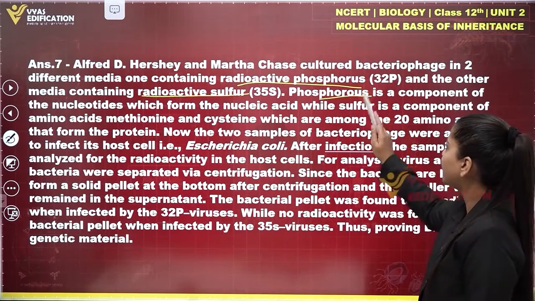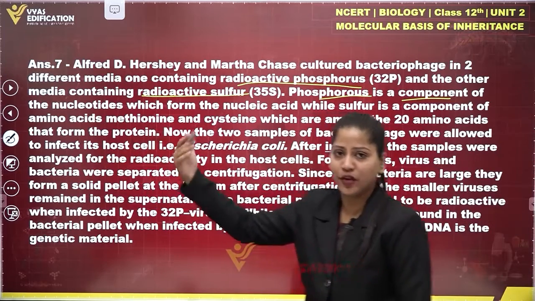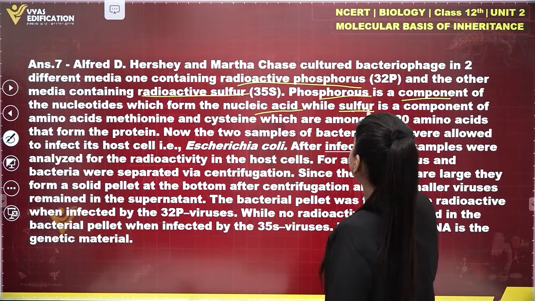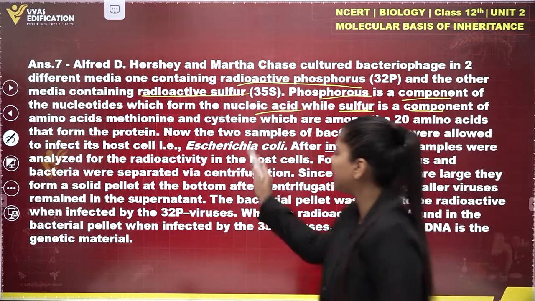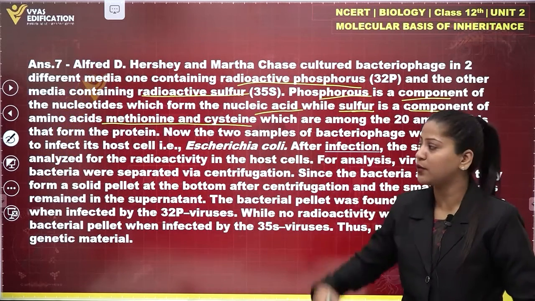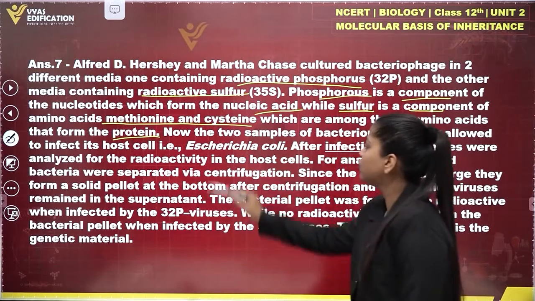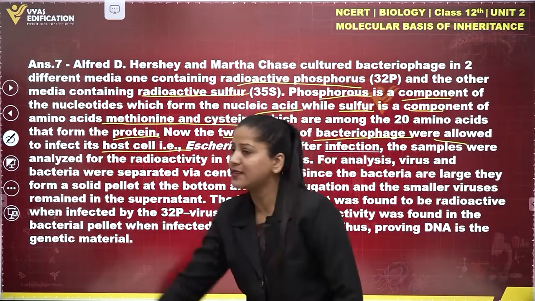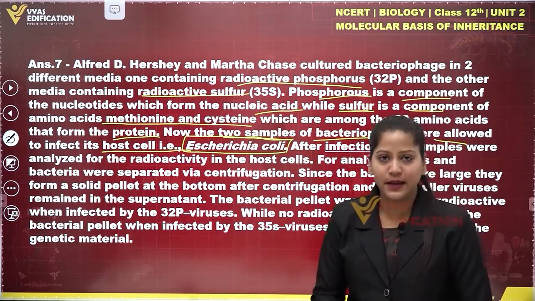Now, we know that phosphorus is the component of nucleotides, which form nucleic acids such as DNA, while the sulfur is the component of amino acids such as methionine and cysteine, which are the amino acids among 20 amino acids which help in the formation of protein. Now, these two samples of bacteriophages were allowed to infect their host cells such as Escherichia coli or E. coli, which is a bacteria.